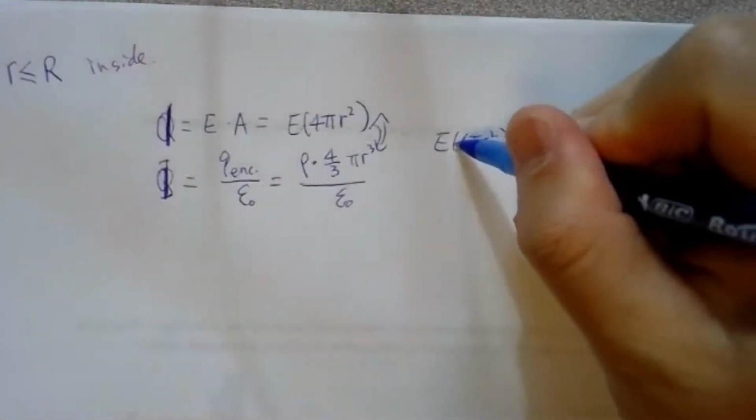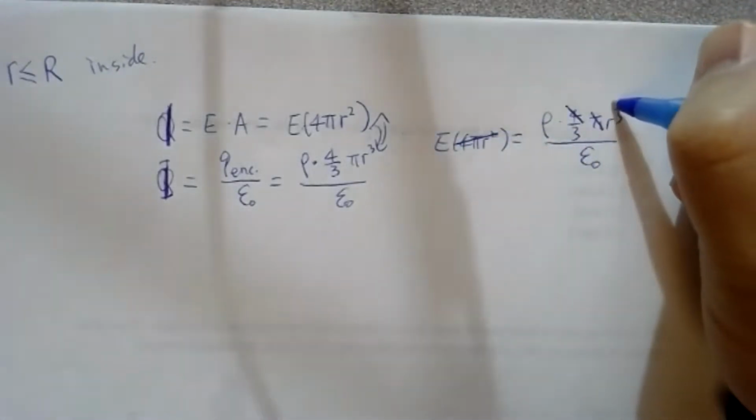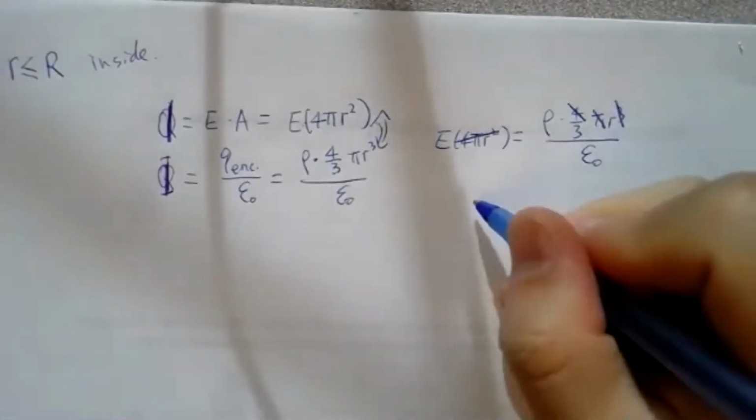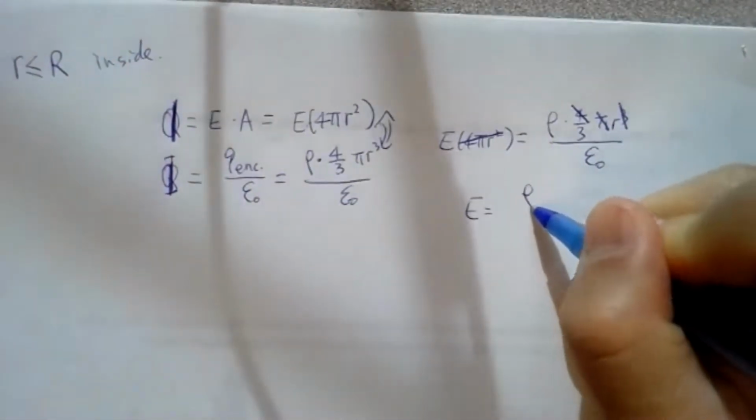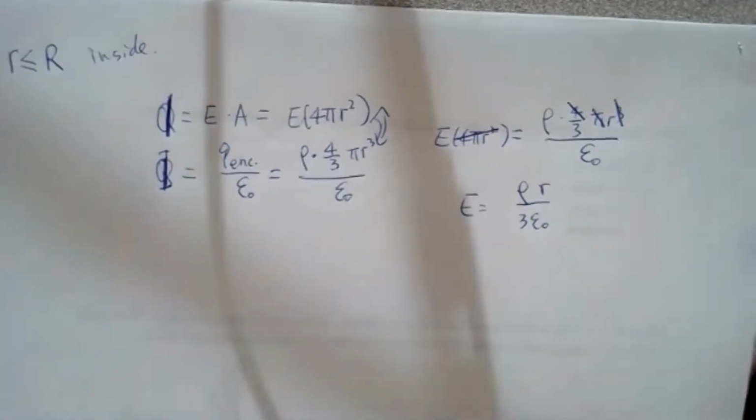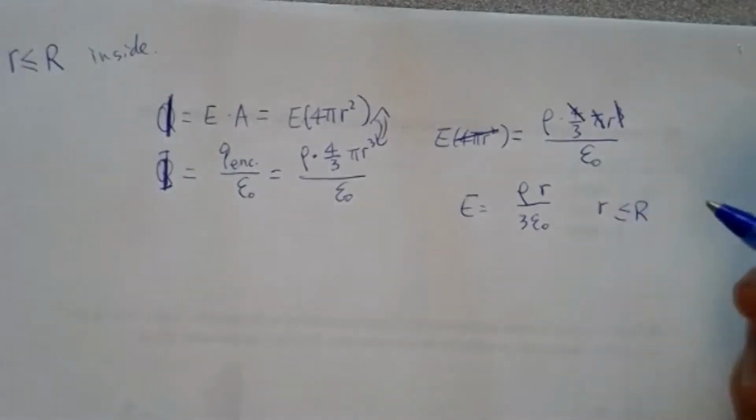The 4 pi and r squared cancel out, with just r remaining, so rho times r over 3. So E is equal to rho times r over 3 epsilon naught. This is for when you are inside the sphere, for small r less than capital R.